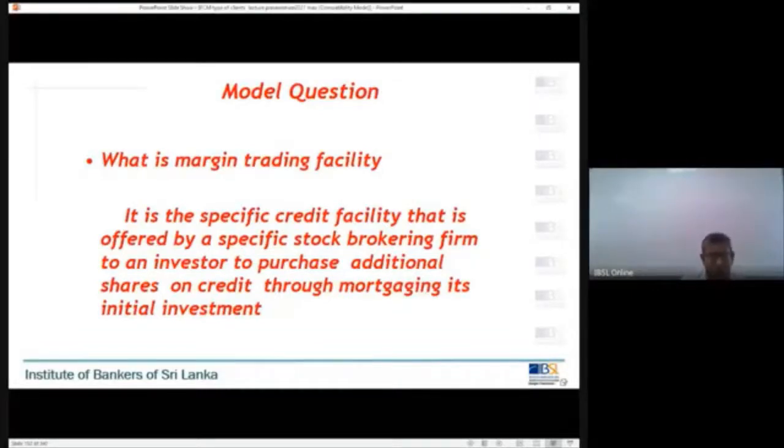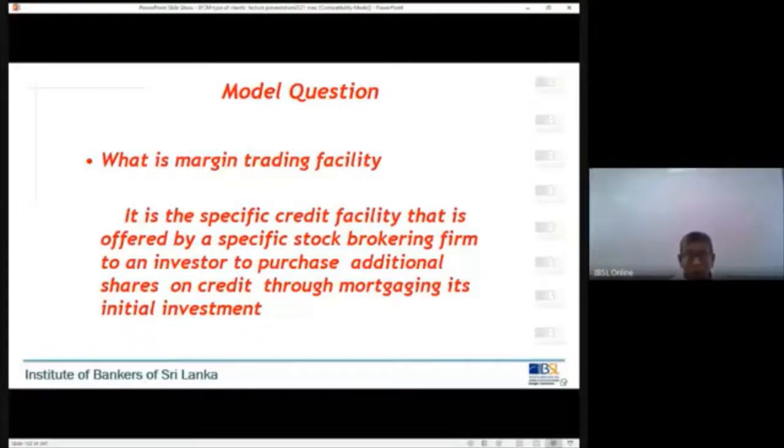Now what am I going to do? I am going to purchase more NDB shares. I want to buy around 1 million worth of shares of NDB at the present price of 100 rupees. But unfortunately, I have only 500,000 rupees. But I want to buy 1 million worth of NDB shares. Now I am short of how much? I am short of 500,000 rupees.